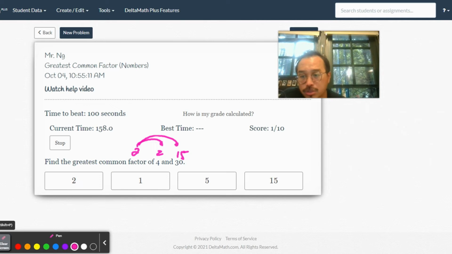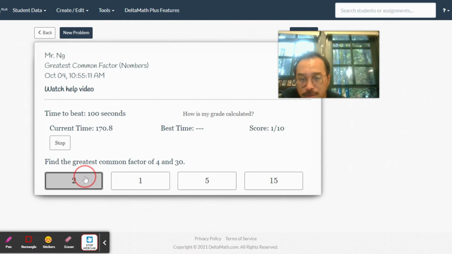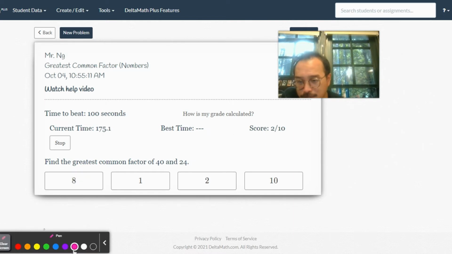By the way, I had to pause for a second, that's why the clock flew off. Between 2 and 15, there's nothing, right? So the answer is 2. I wish they had an example where I could show you something more interesting. Hopefully. Fingers crossed.